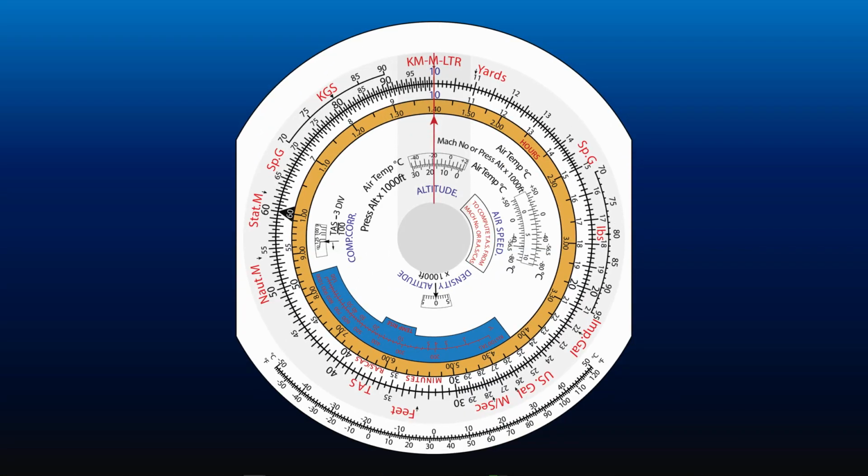Now let's look at how to do the conversion using CRP5. There are two scales on the periphery of the instrument which enable us to convert volume into mass, and vice versa.